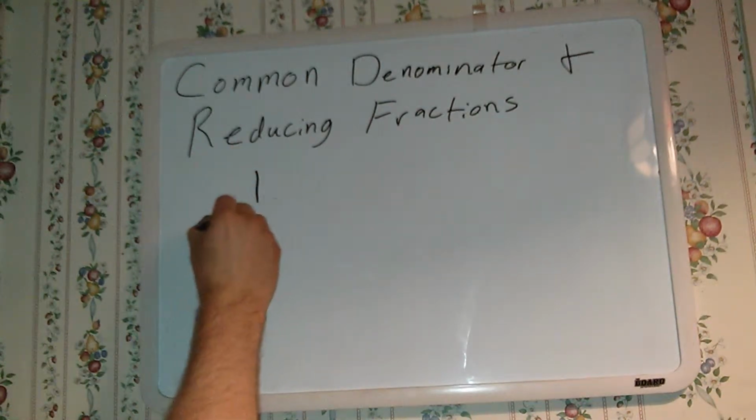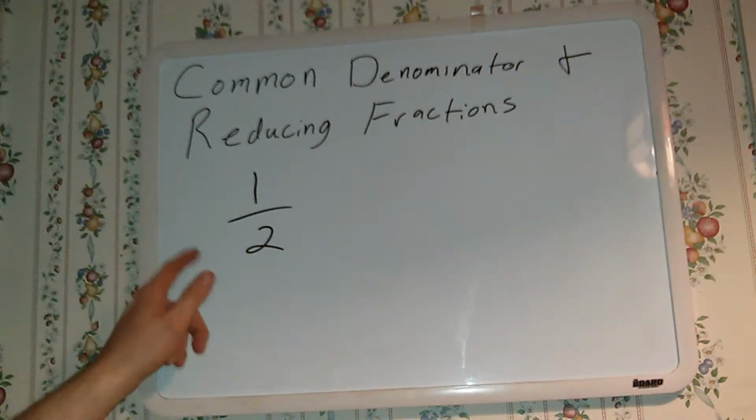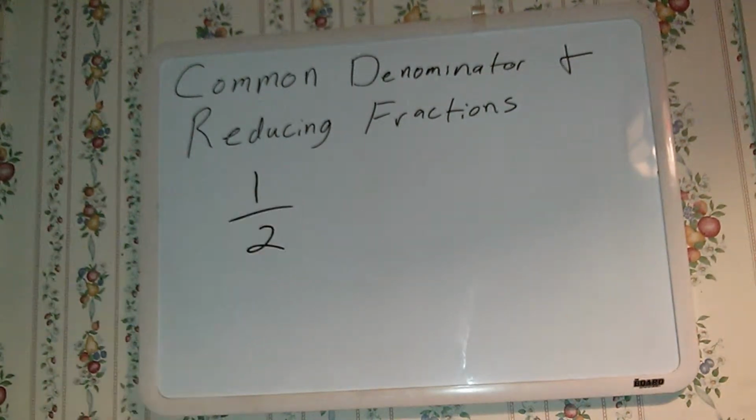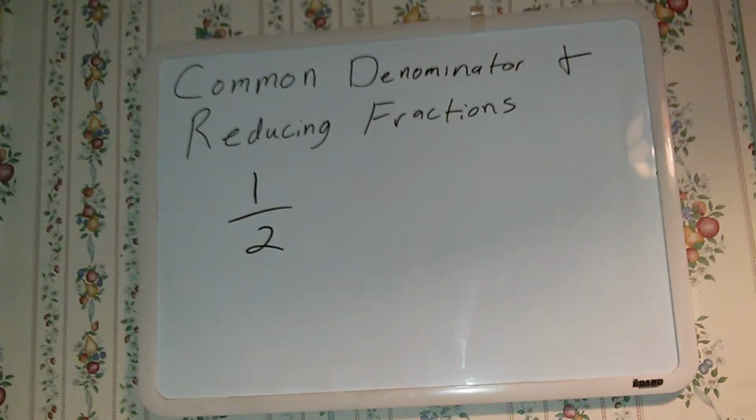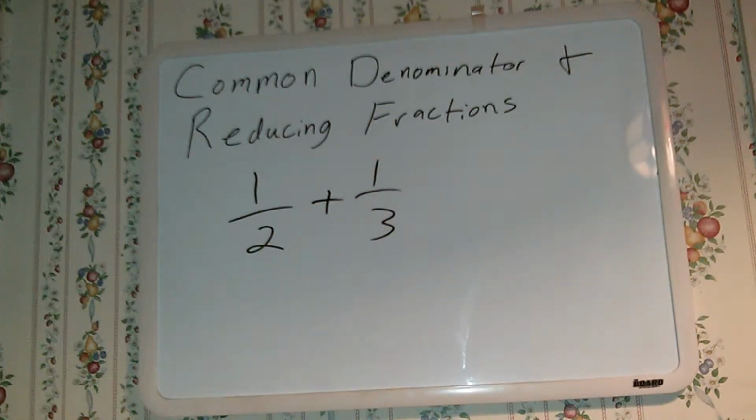So, if we're looking at a fraction like 1/2, there's a numerator and a denominator. Now, if we want to add or subtract that fraction with another fraction, so you want to add it with 1/3, you can't really do that. You have to have these two bottom numbers, the denominators, the same. That's what I mean by finding a common denominator.